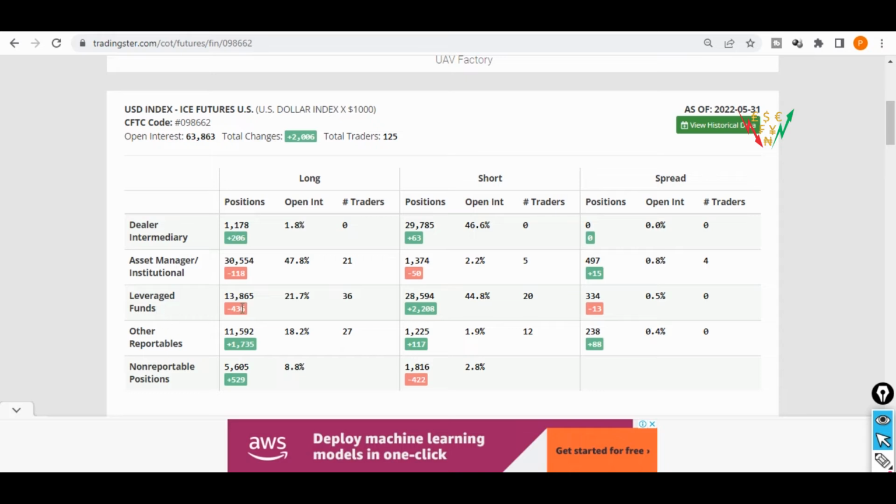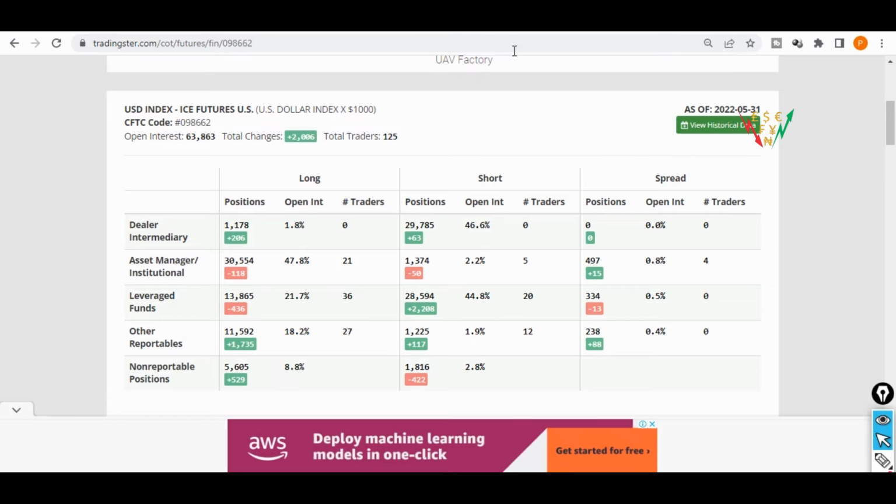So for leverage funds here, they removed 436 long positions, and they added 2,208 short positions. So the leverage funds had 13,865 long positions as against 28,594 short positions. So the leverage funds were net short last week on the US dollar index.